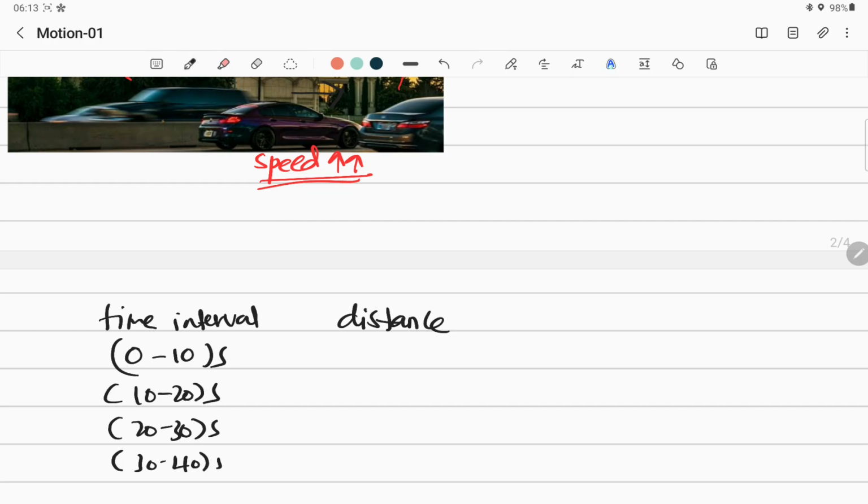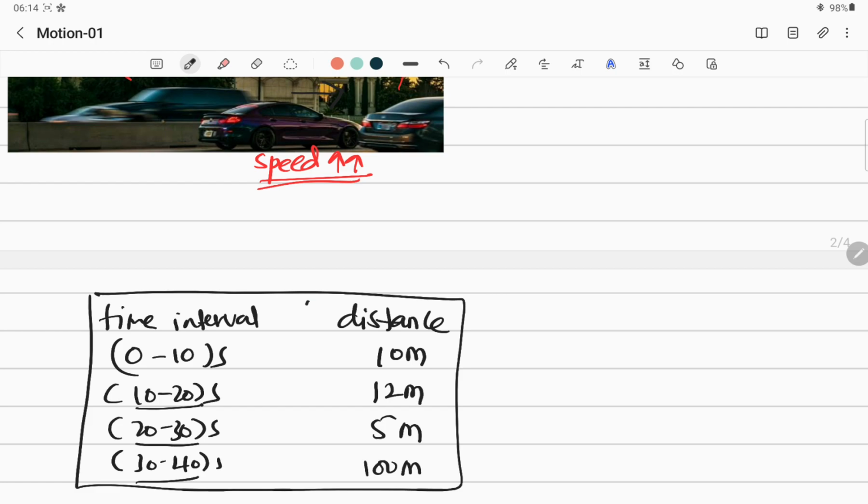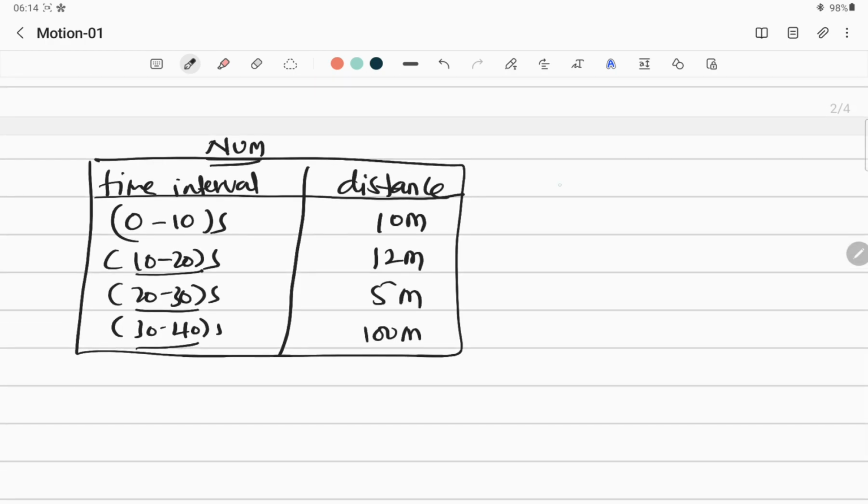In the starting 10 seconds I have observed the body covered 10 meter. In the next 10 seconds the body covered 12 meter. In the next 10 seconds the body covered only 5 meter. In the next 10 seconds it covered 100 meter. Now look at this distribution. What is happening here? The time intervals are equal, 10 second, 10 second, 10 second and 10 second. In equal intervals of time, the body is covering unequal distances. This is an example for non-uniform motion only. All right, let me give you one more example.